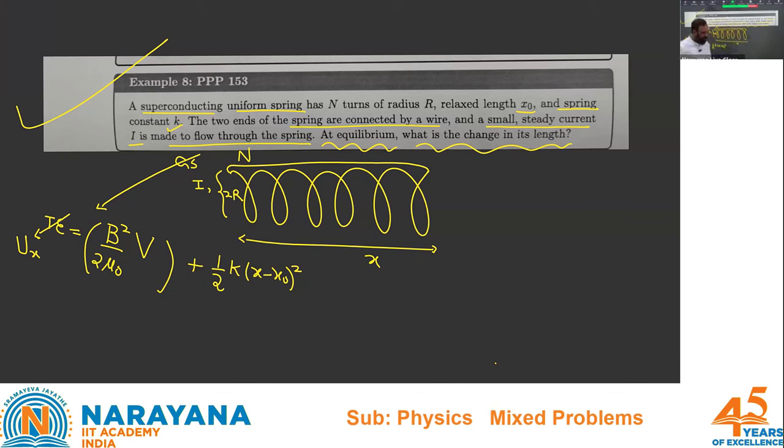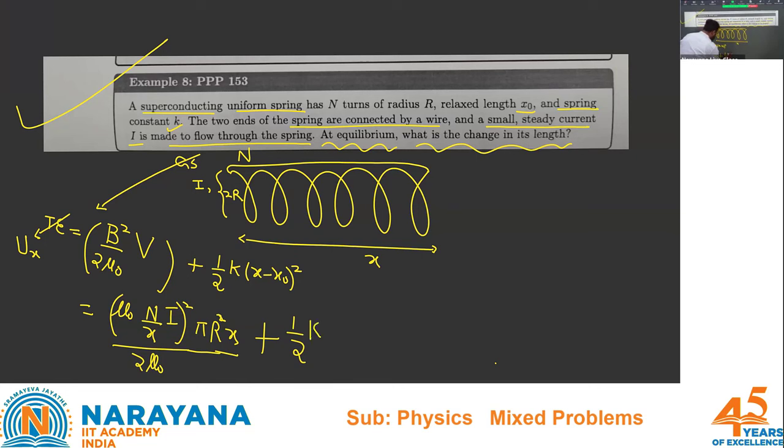That is the idea. So, अब B कैसे लिखें? So B should be mu naught N I. So N by L. L is x, number of turns per unit length. So current is I, this whole square, upon 2 mu naught. And that volume term there seems like pi r square into x, right? Plus. And this expression is half, so that's fine. I mean, half k (x minus x naught) the whole square.